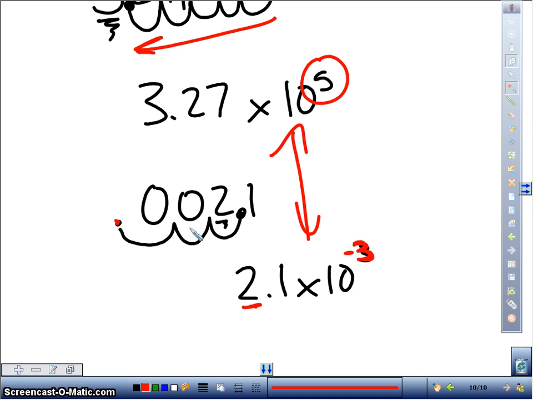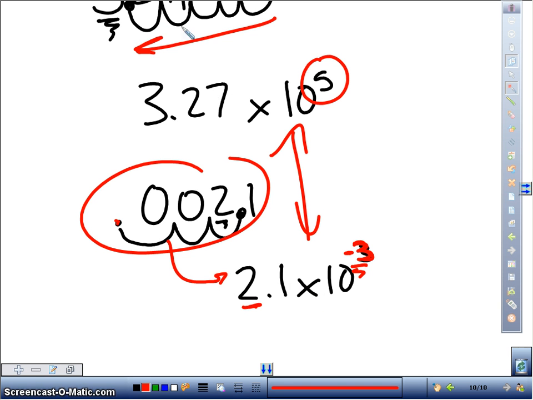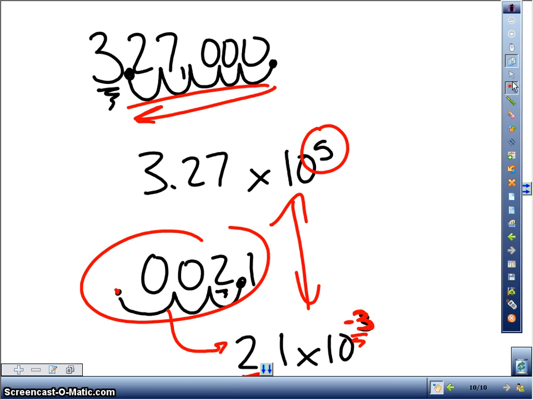So when you're going from a decimal to a whole number, make sure you write that it's a negative. When you're going from a big, huge number, in which you can't see, to a decimal, then we write it as a positive number. Okay.